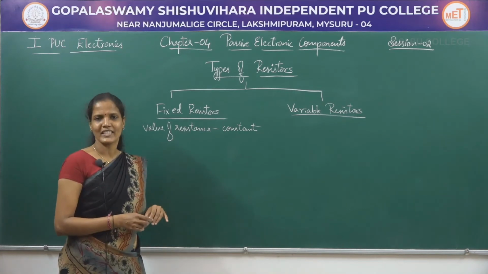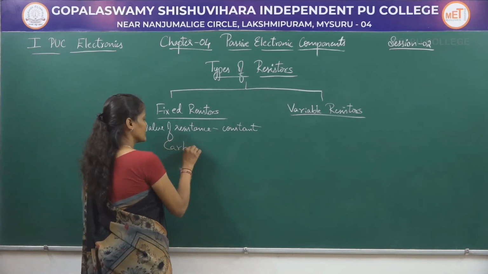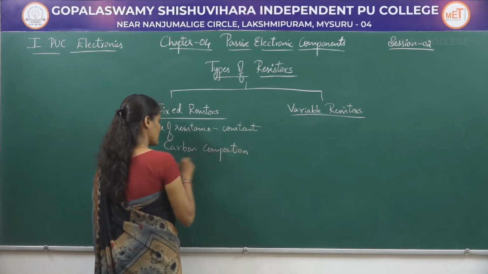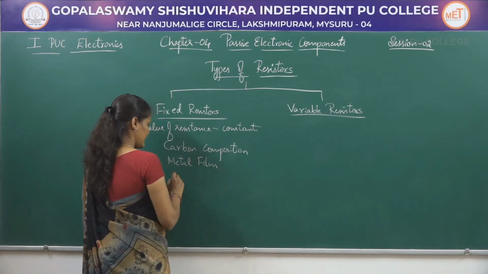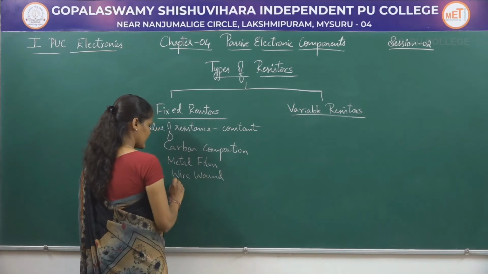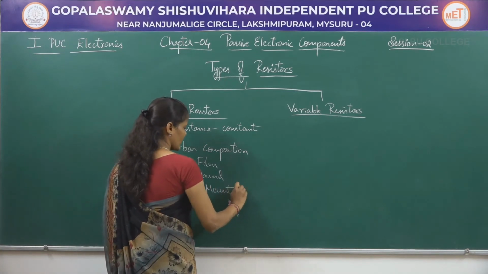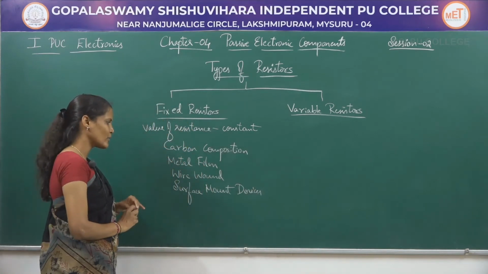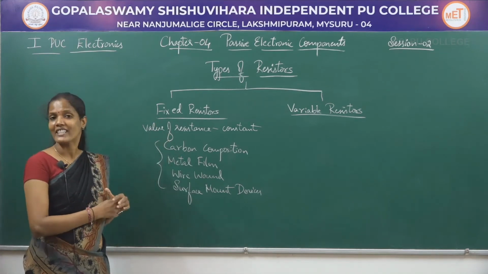Under these fixed resistors, we have a number of other types like carbon composition resistors, metal film resistors, wire wound resistors and surface mount devices. These resistors are classified depending upon the material I am using to construct them.